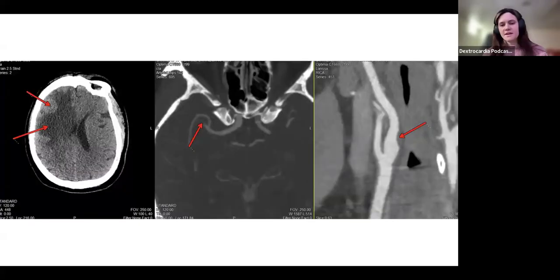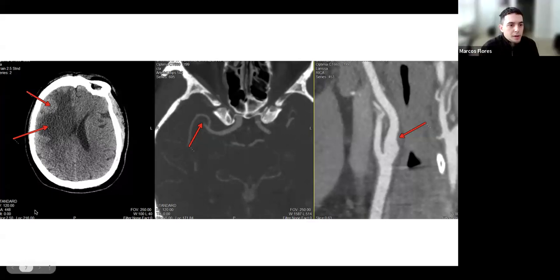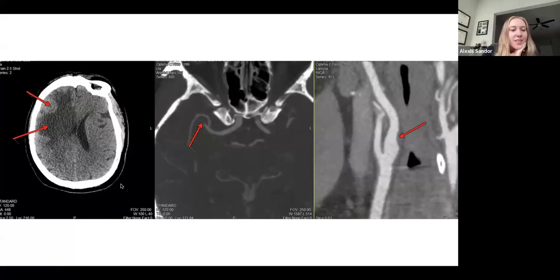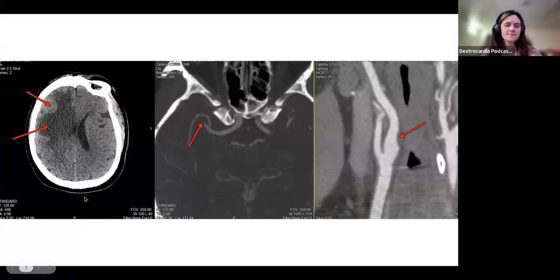So does anyone want to take a crack at this imaging? You can say as little or as much as you want about it. We'll start from the left and move our way to the right. We can start by talking about whether it is a CT scan or MRI. It looks like a non-contrast CT. Yep.